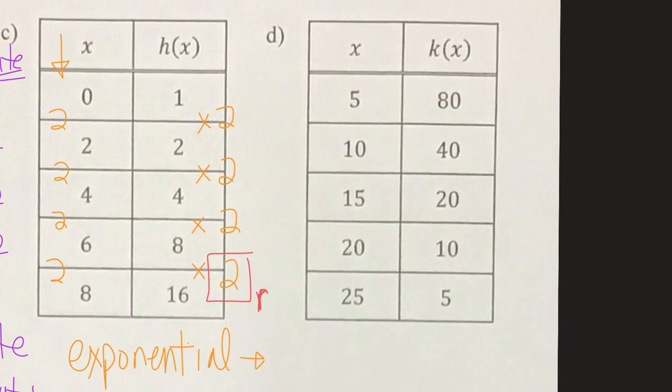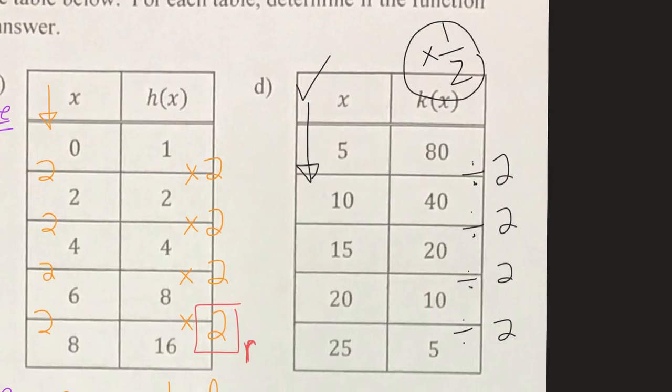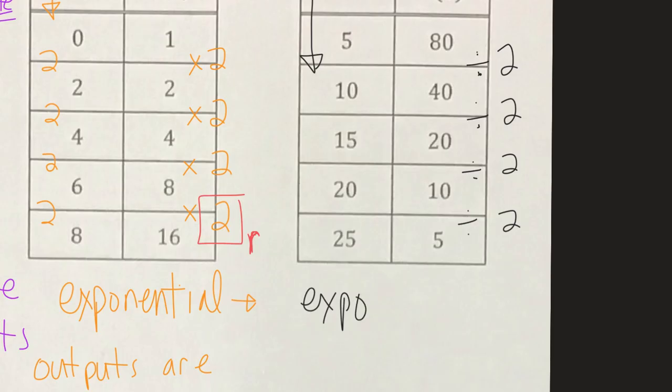And for our last example here, we have 5, 10, 15, 20, 25. So your x's have a constant change of plus 5 every time. And what are your y values doing from 80 to 40 to 20 to 10 to 5? Looks like it's divided by 2 each time. Okay? Which is the same thing as multiplying by 1/2. So dividing by 2 and multiplying by 1/2 are mathematically the same. So this one would also be an exponential for the same reason.